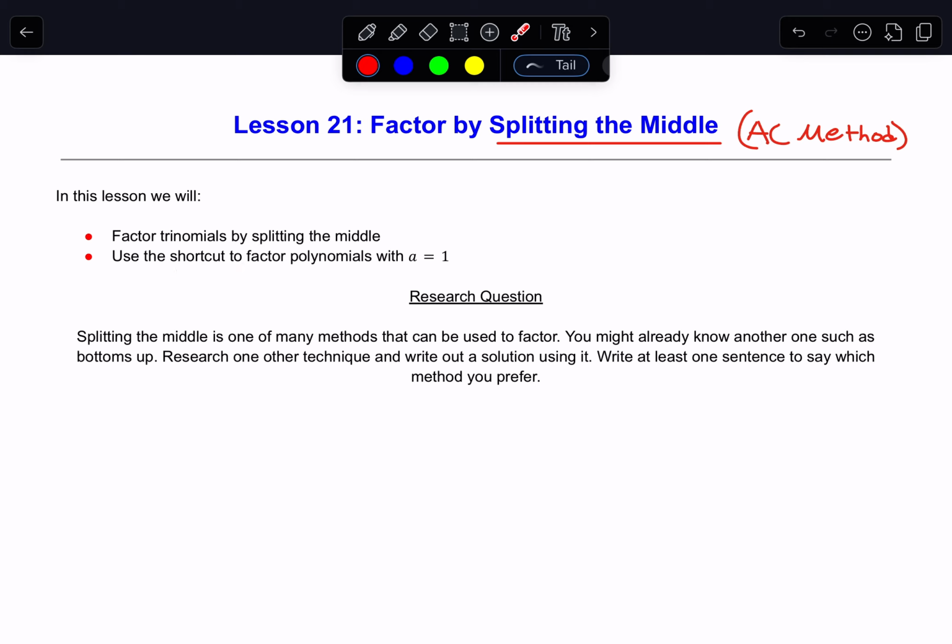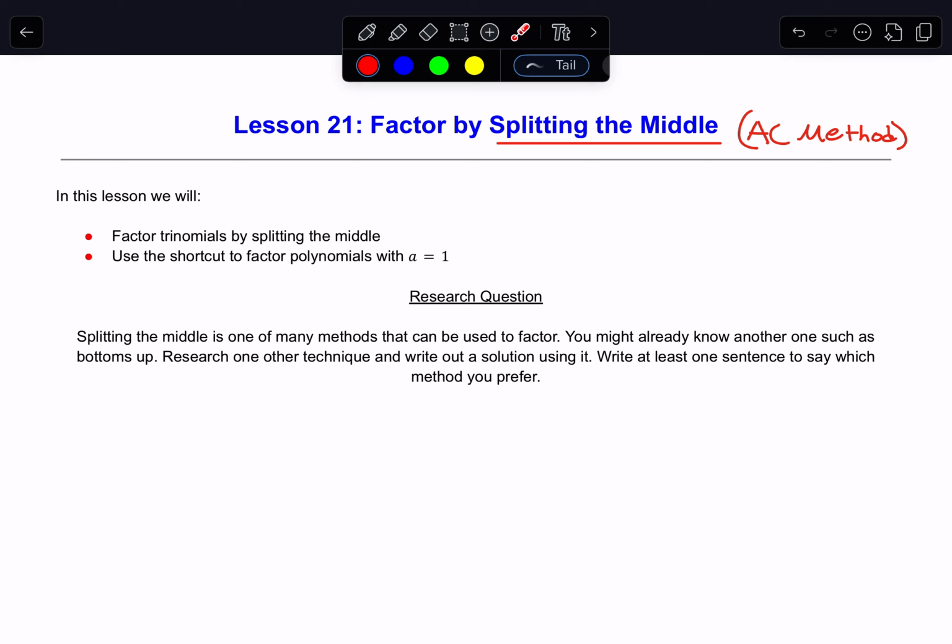So when the leading coefficient is a 1, then we can skip a whole bunch of steps, which is what you've probably seen in the past. All right, for the application, it's actually a research question in this case. A lot of students ask why I use the AC method, or splitting the middle, instead of a different method they've seen. And the reason is that the AC method is the best. It works all the time, and I mean, really, it is the best.